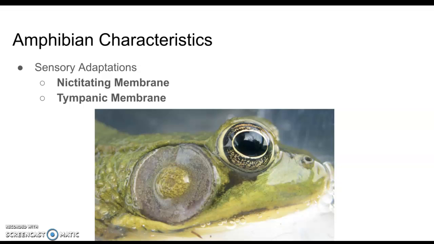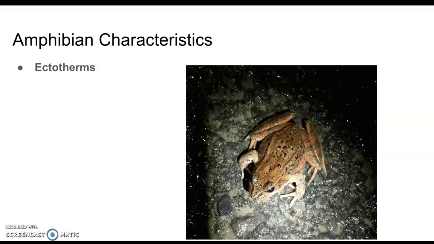Another interesting characteristic about amphibians is that they're ectotherms. Ectotherms are organisms that depend on their surrounding environment for their temperature. So they cannot exercise a bunch and be warm. If they exercise, their body temperature stays the same. Their body temperature is controlled by their environment. So if it's warm outside, they're going to be warm. If it's cold outside, they're going to be cold. This gives them two situations to be in.